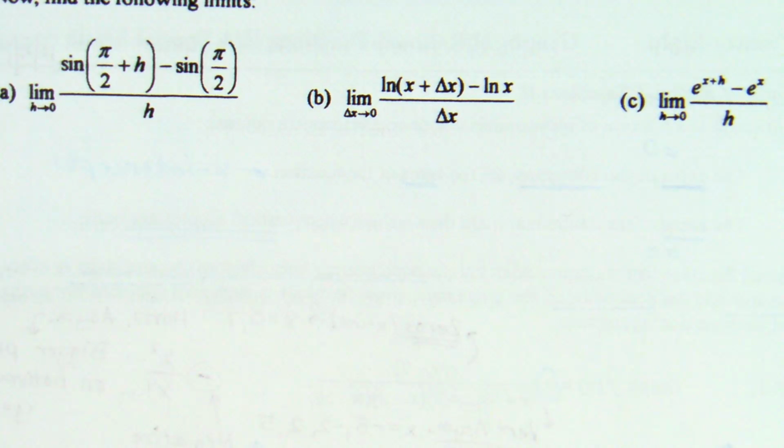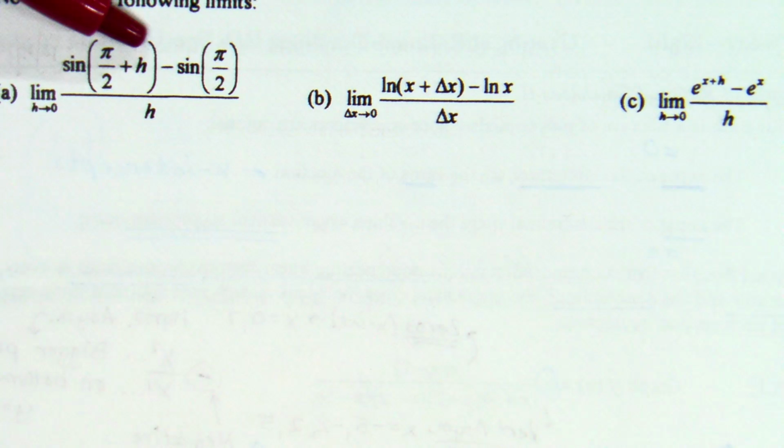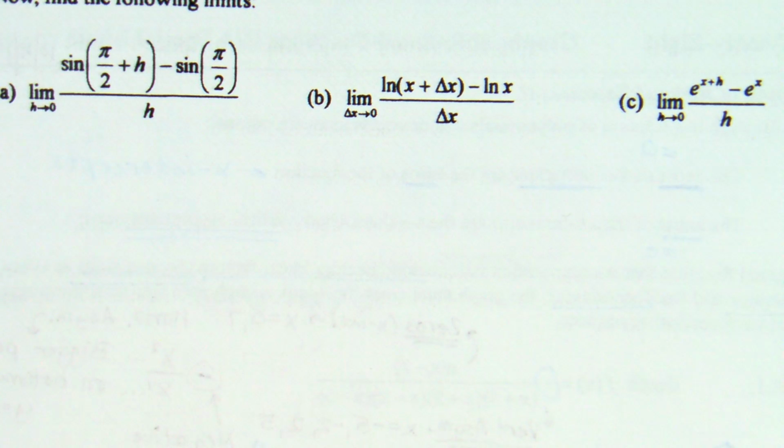Okay, guys. So all three of these limits are in a certain format. Right now, if I plug in 0, I'm going to end up with sine of pi over 2 minus sine of pi over 2, which is 0 over 0. All three of these have that situation where if I just plug in, I'm at 0 over 0. So that's not an option. It's not like you can factor anything.